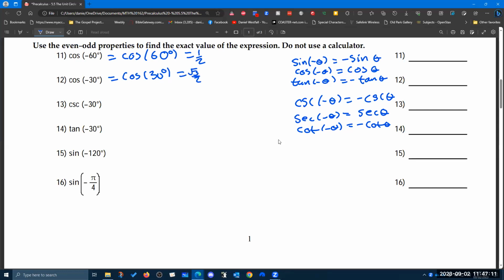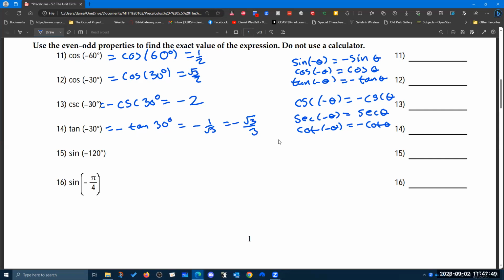Cosecant of negative 30 degrees is equal to a negative cosecant of 30 degrees, which is equal to a negative 2, because sine of 30 degrees is 1/2. The reciprocal of 1/2 is 2. Multiply that by the negative 1 that's out front, it's a negative 2. Tangent of negative 30 degrees is going to be equal to a negative tan of 30 degrees, which is a negative 1/√3, which is a negative √3/3.